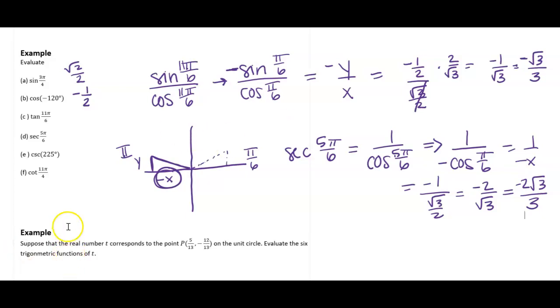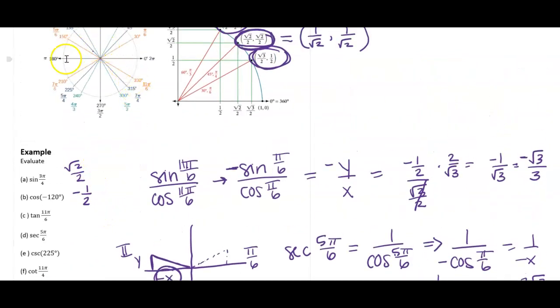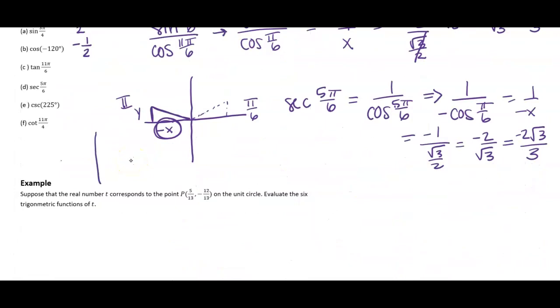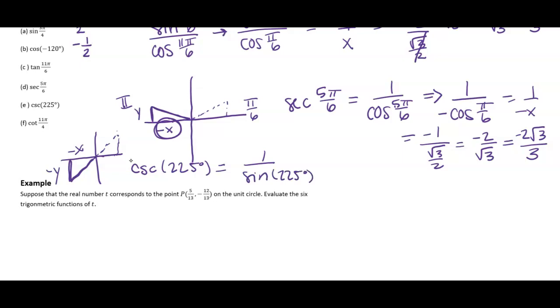All right, 225 degrees is right here in quadrant 3. So 225 degrees is down here. It's a 45-degree triangle. X is negative and y is negative, and then I need to map it over here. Cosecant of 225 is 1 over the sine of 225. So I'm going to be looking at my y, and so I'm going to do 1 over the negative y of a 45-degree angle.